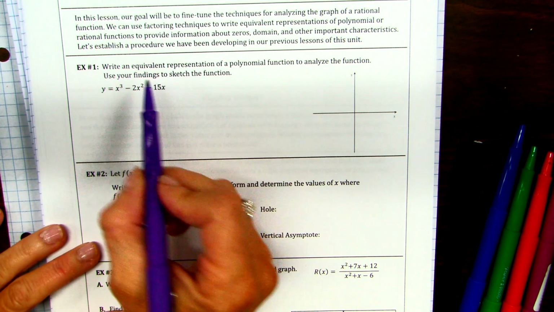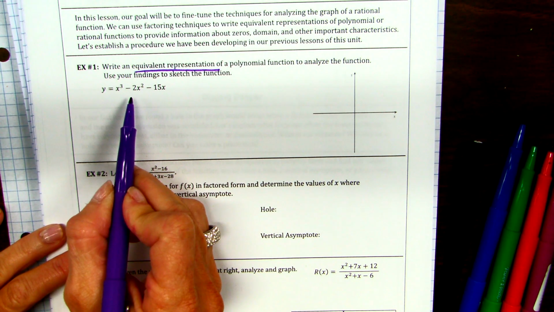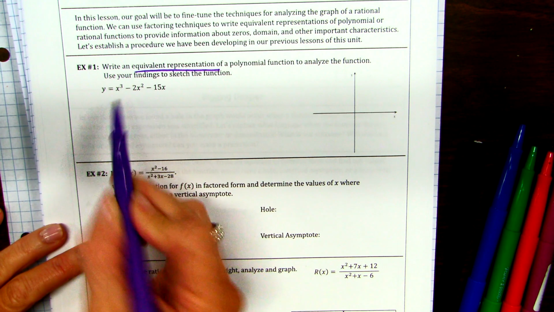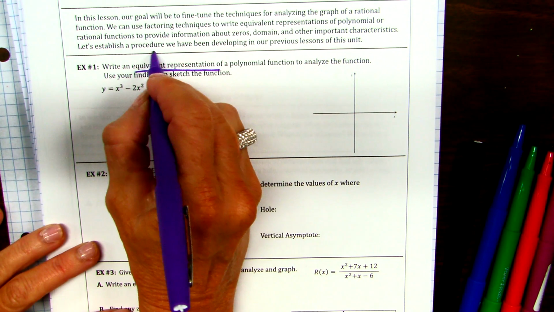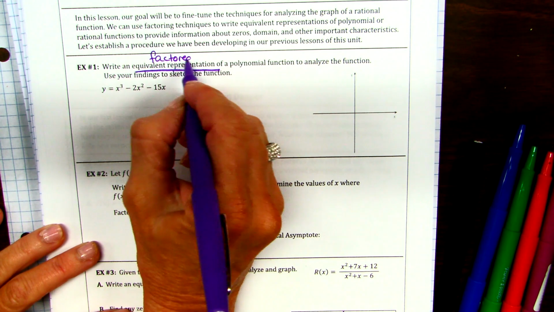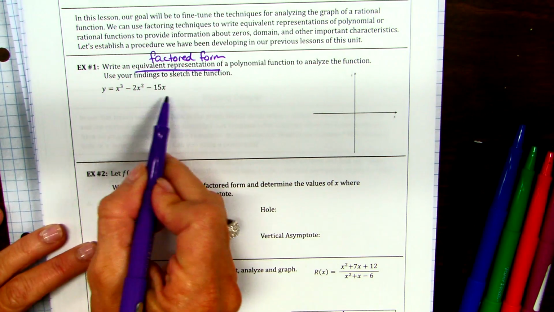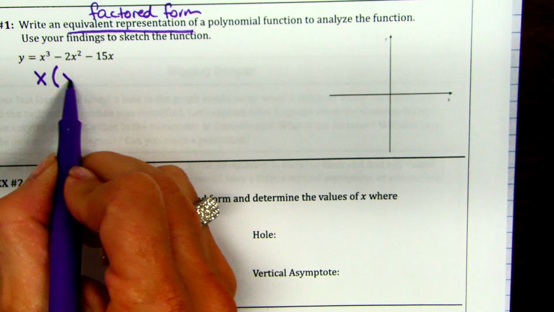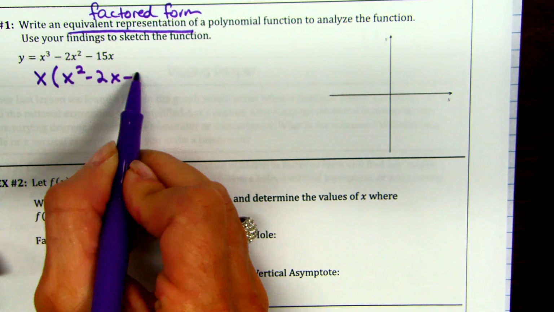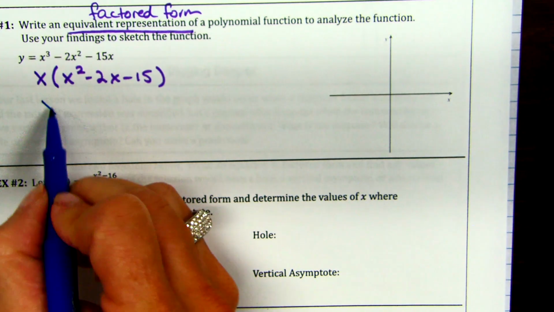First example is write an equivalent representation of this polynomial. Notice it's a polynomial. It's not a rational function. Notice the difference, right? It's not a fraction. It's just a poly. And equivalent representation means factored form. So we're going to factor it, and then we're just going to sketch a graph. So remember, the first step of all factoring is to factor out a GCF. Okay? And then if you can do anything else, sometimes you can, sometimes you can't, we would continue.